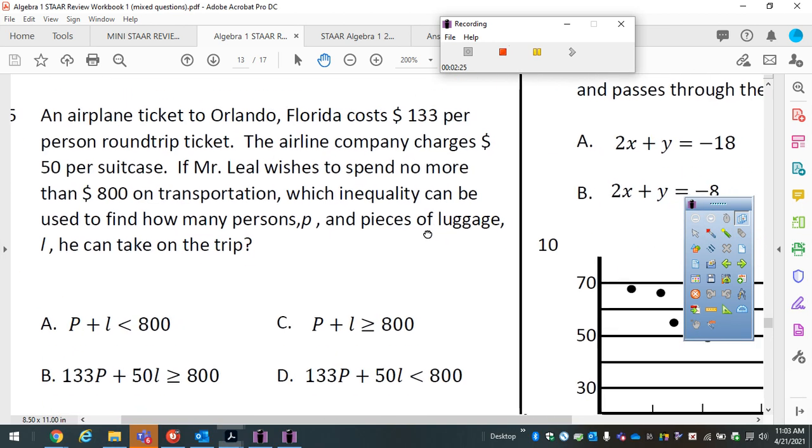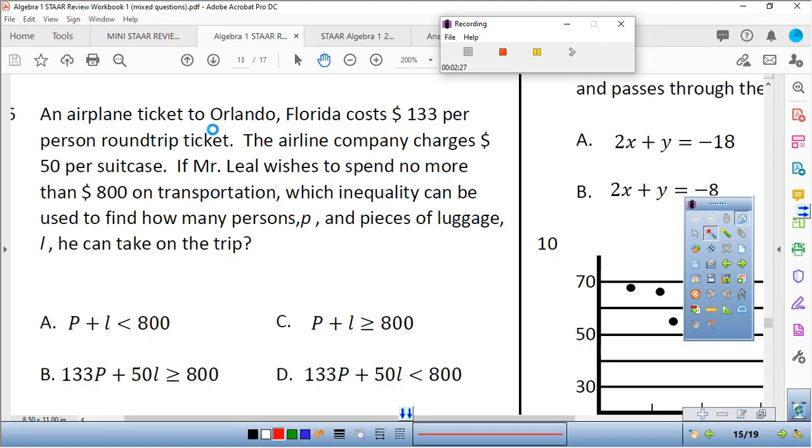Okay, let's see what this one is. An airplane ticket to Orlando, Florida costs $130 per person. So I'm looking for that one. The airline company charges $50 per suitcase. So like S or luggage. Let me see. L for luggage. Okay. So this goes good.